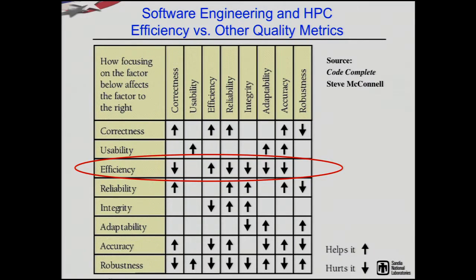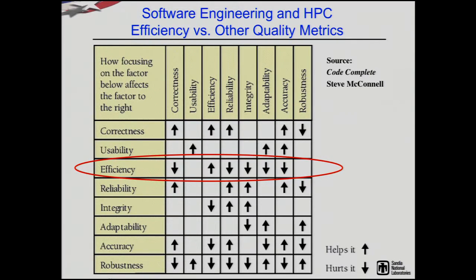These are some of the concepts from the previous slide, right? So these issues of correctness, usability, efficiency, reliability. And it's just a matrix of them. And an up arrow says, well, if you worry about efficiency, what impact does that have on correctness? What impact does that have on reliability? I could probably spend an hour talking about this chart alone.